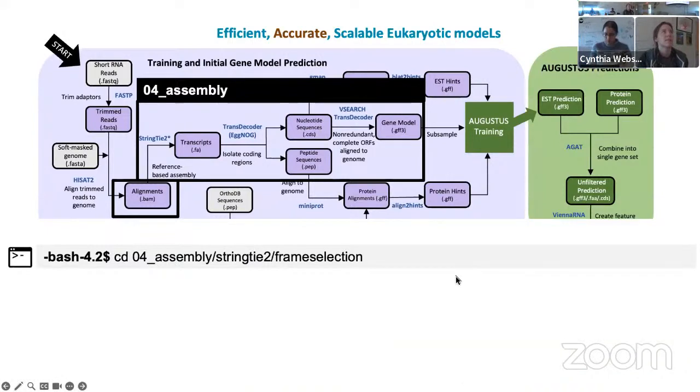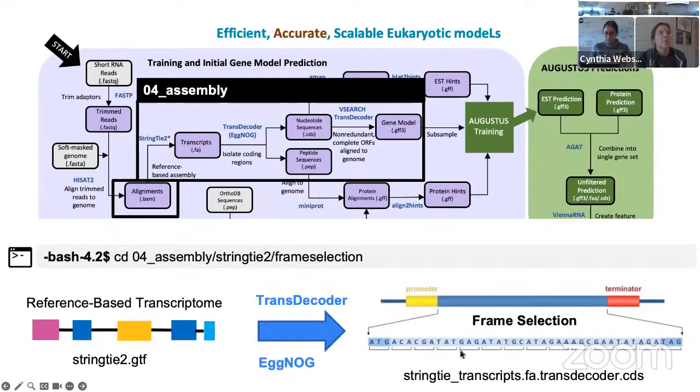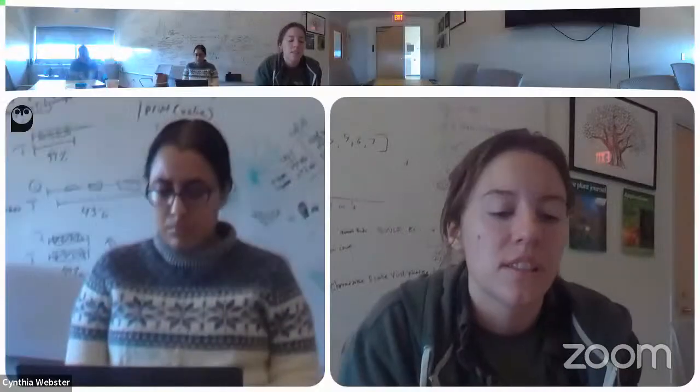The next step of our assembly process, and what you'll find in this assembly directory, is this frame selection directory, and this will be for both StringTie2 and Psiclass. Frame selection is essentially just capturing your start and your stop codons, or your protein coding genes.